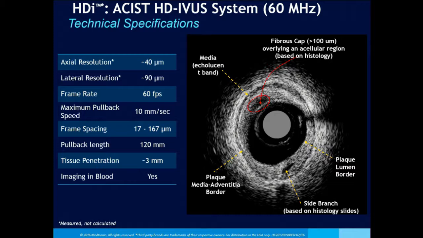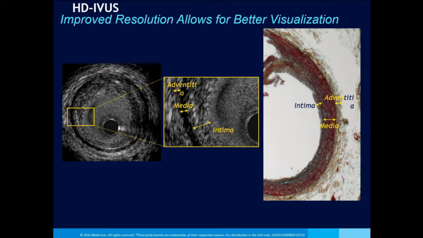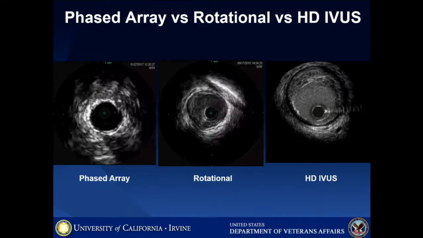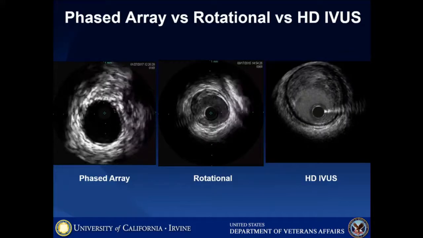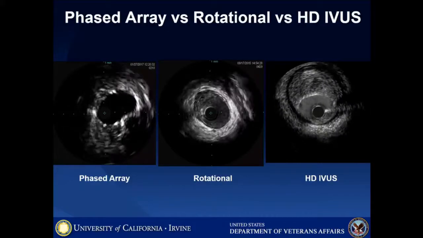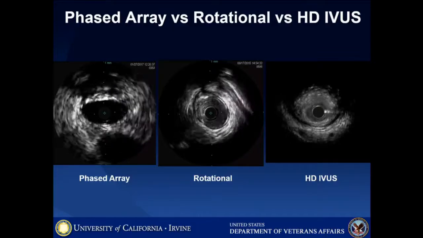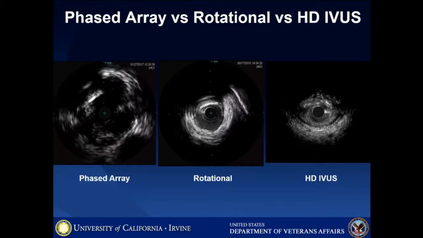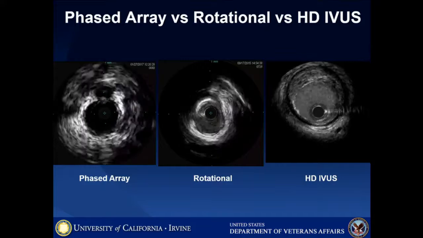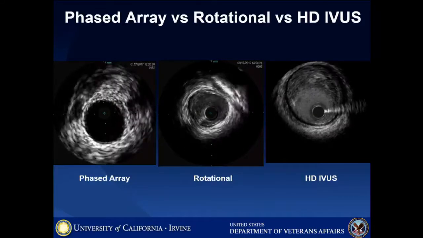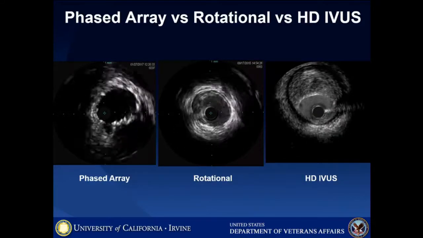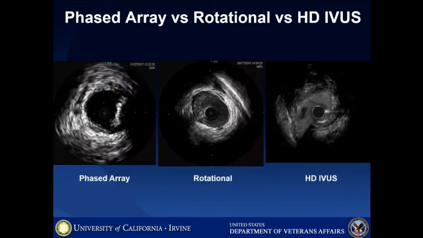It has a maximum pullback speed that's relatively quick. It gives excellent images, as shown in these pictures. You can better delineate the differences between the adventitia, the media, and the intima with these HD IVUS pictures, and they correlate well with anatomy. So just to show you side-by-side comparisons, these are different arteries, but 80% of the market is still phased array IVUS. And rotational IVUS in itself, from Boston Sci or Volcano's Revolution catheters, inherently seems to have a better quality image. Well, the rotational IVUS with the HD is even more superior, in my opinion.